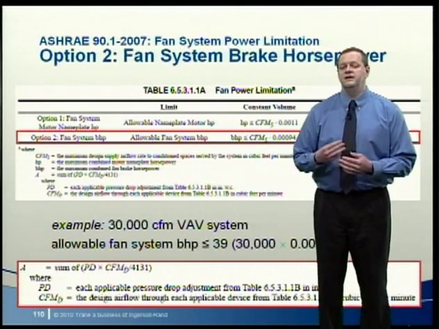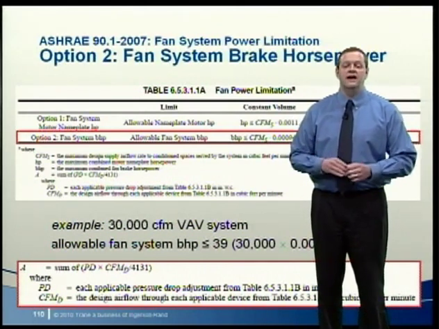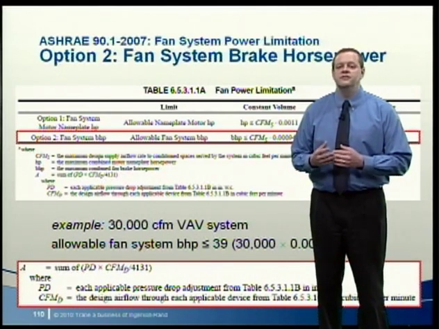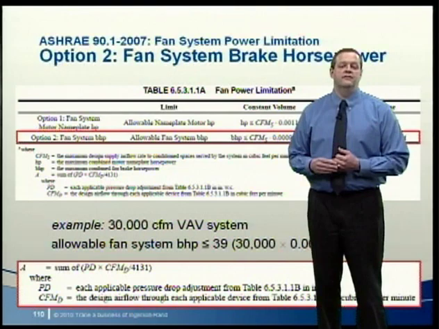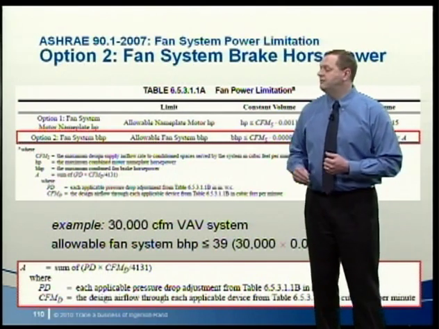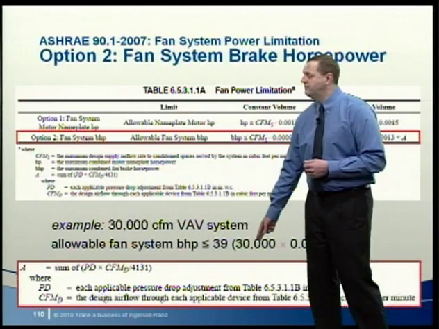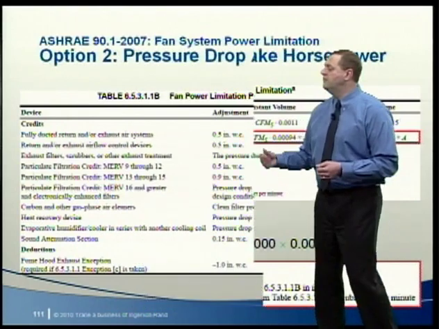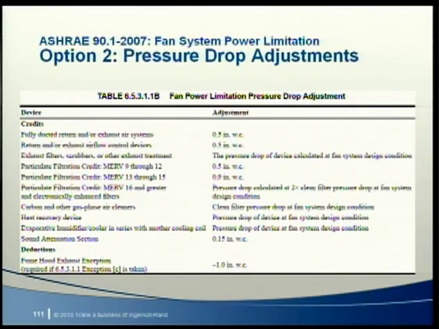because Option 2 is based on actual input power of the shaft, not nominal nameplate horsepower. This difference allows for any belt or drive losses, motor inefficiency, and safety factor in motor selection. But Option 2 also includes an adjustment factor to account for special filters and other devices. An accompanying table includes pressure drop adjustments for things like fully ducted return or exhaust systems, return or exhaust control devices, higher efficiency filtration or air cleaners, heat recovery or evaporative cooling devices, and sound attenuation.